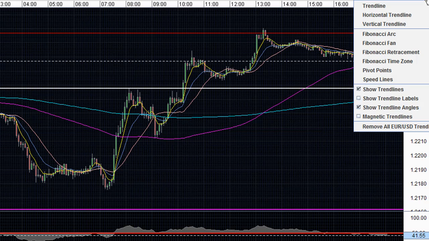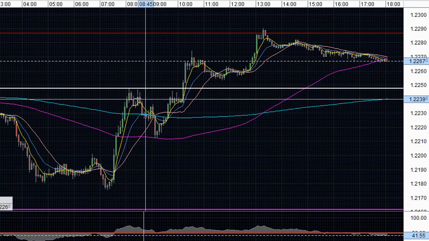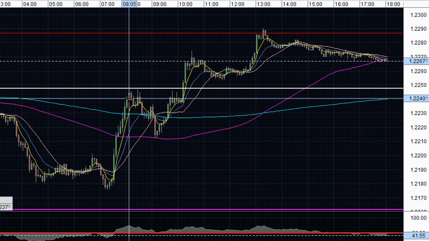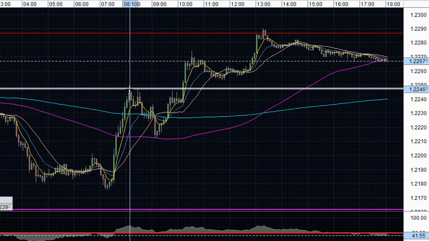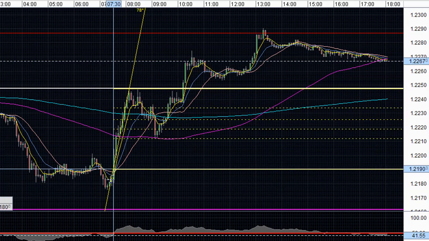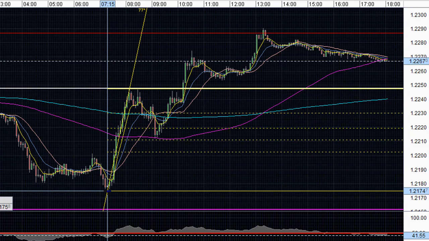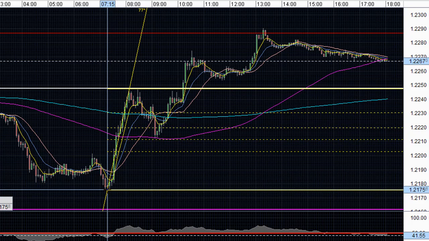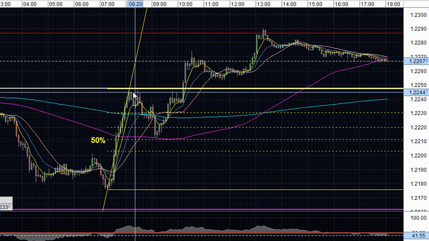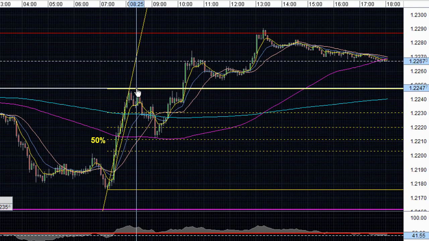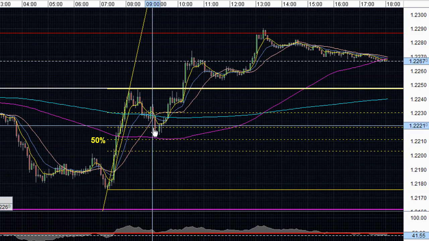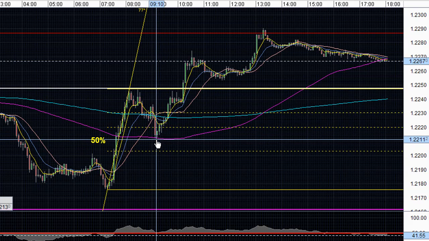If I was to draw a Fibonacci retracement from the high here at 22.47 down to the low here at 21.76, let me try to get it right. Then you can see that once price had reached this weekly pivot and found resistance here, price retraced back to this 50% Fibonacci retracement level.